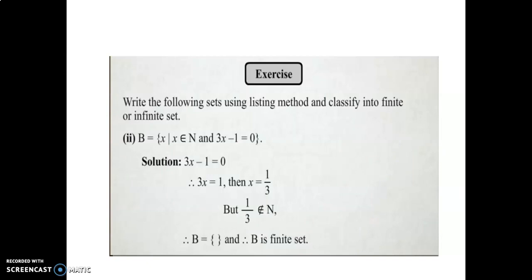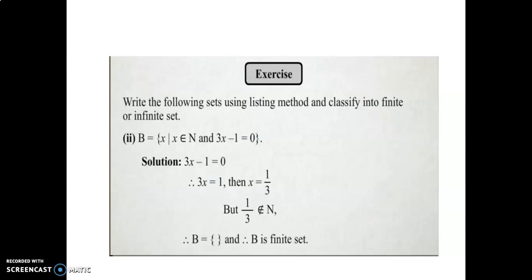Next, B equals {x such that x belongs to N and 3x minus 1 equals 0}. Here if you see, an equation is given. First solve the equation and find the value of x. 3x minus 1 equals 0. When minus 1 moves to the right hand side, it becomes 3x equals 1. Now with x, 3 is multiplied. To find the value of x, let's divide both the sides by 3. So we get x equals 1 upon 3.